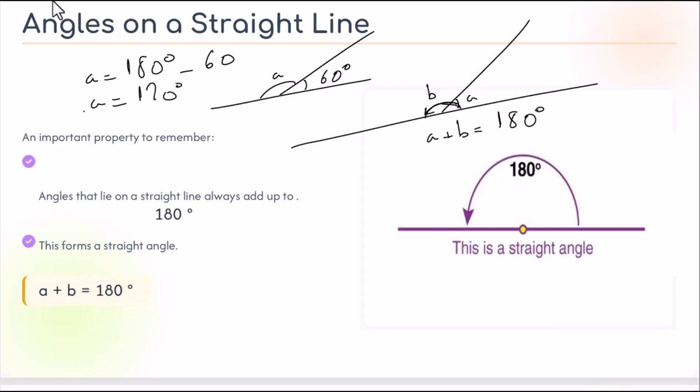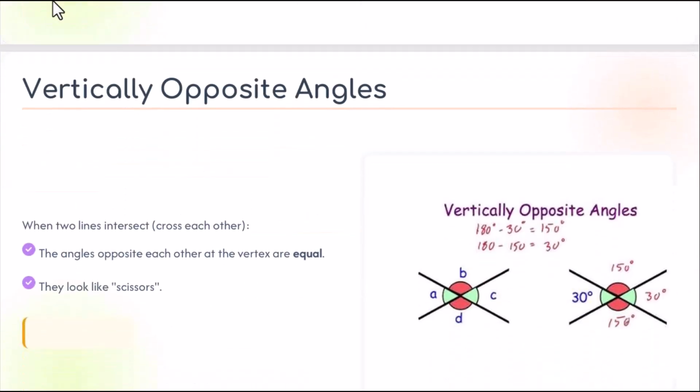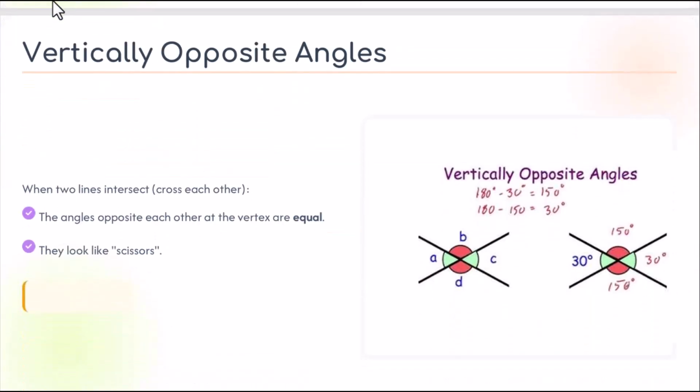And we will talk about the proof structures that you need to know, because we can't just write A equals 180 minus 60, because this is not how we write proofs in math. You need to justify this. You need to state the property you are using to justify your calculations. So this is the first property, angles on a straight line. You need to remember this: angles on a straight line add up to 180.